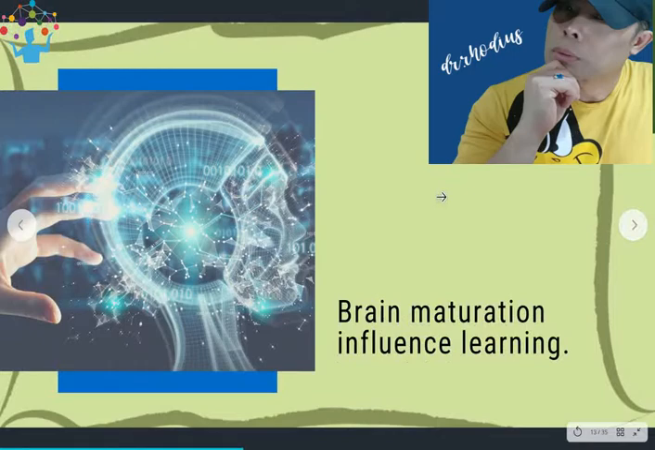Right. Brain maturation influences learning. Sounds familiar, right? So I'm not going to elaborate much on it because we already took that. What module? The module on biological theory of learning. We also talk about that in the cognitive theory of learning. So as the brain matures, as the brain grows, as the brain acquires experiences, that influences learning.